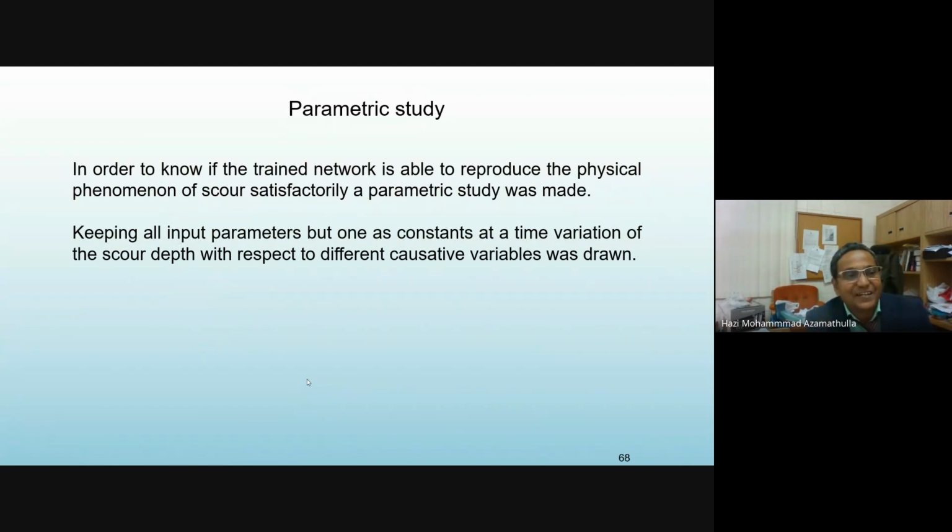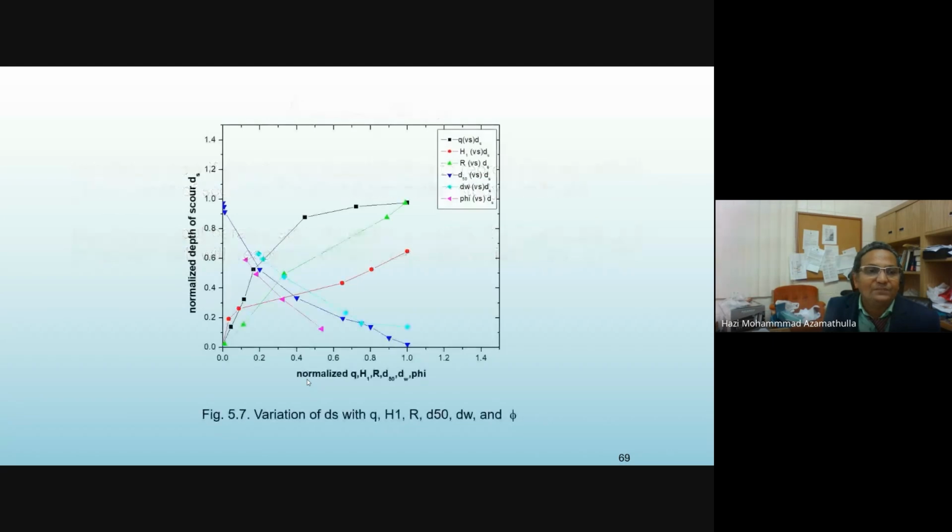Okay, parametric studies: keeping all inputs but one constant. In a physical model, how do you do that? Every time you would have to dismantle your model and build another one, and keep changing it, which is very laborious, right? That's why it is very easy in mathematical modeling. Okay, next. Now you can see the trend, correct.